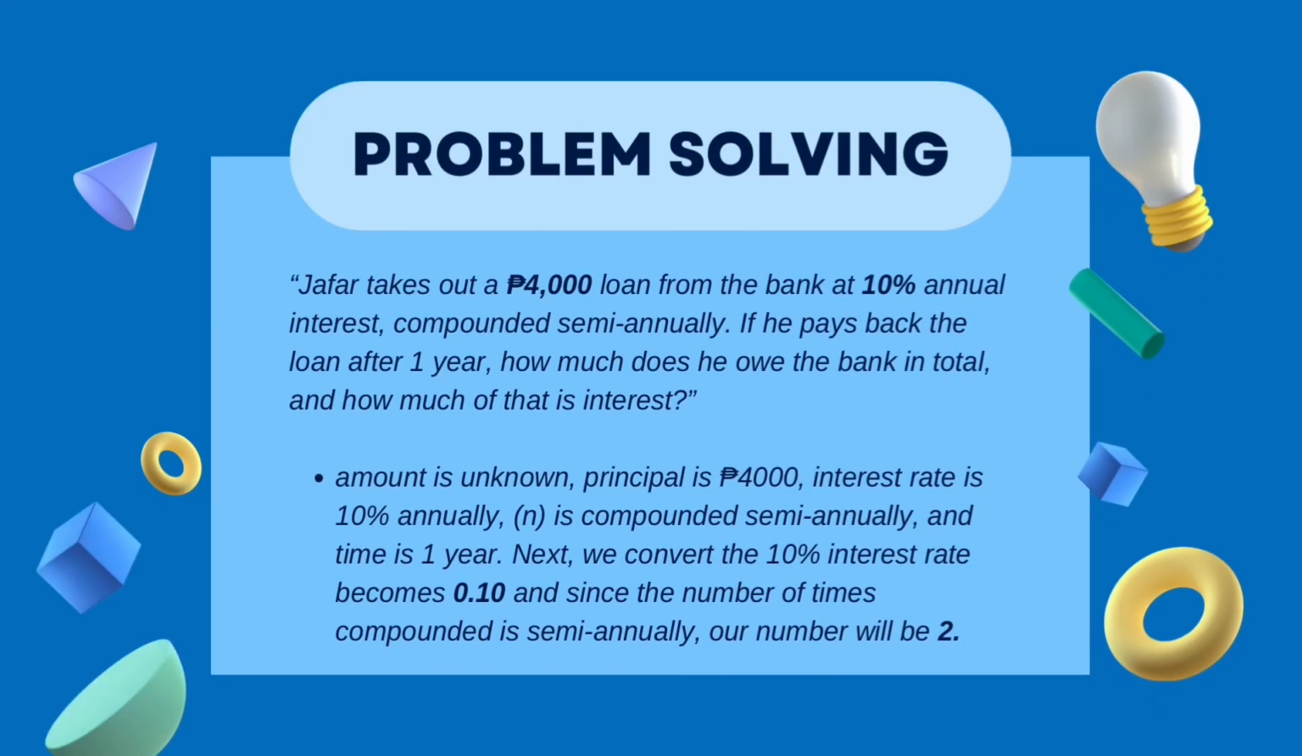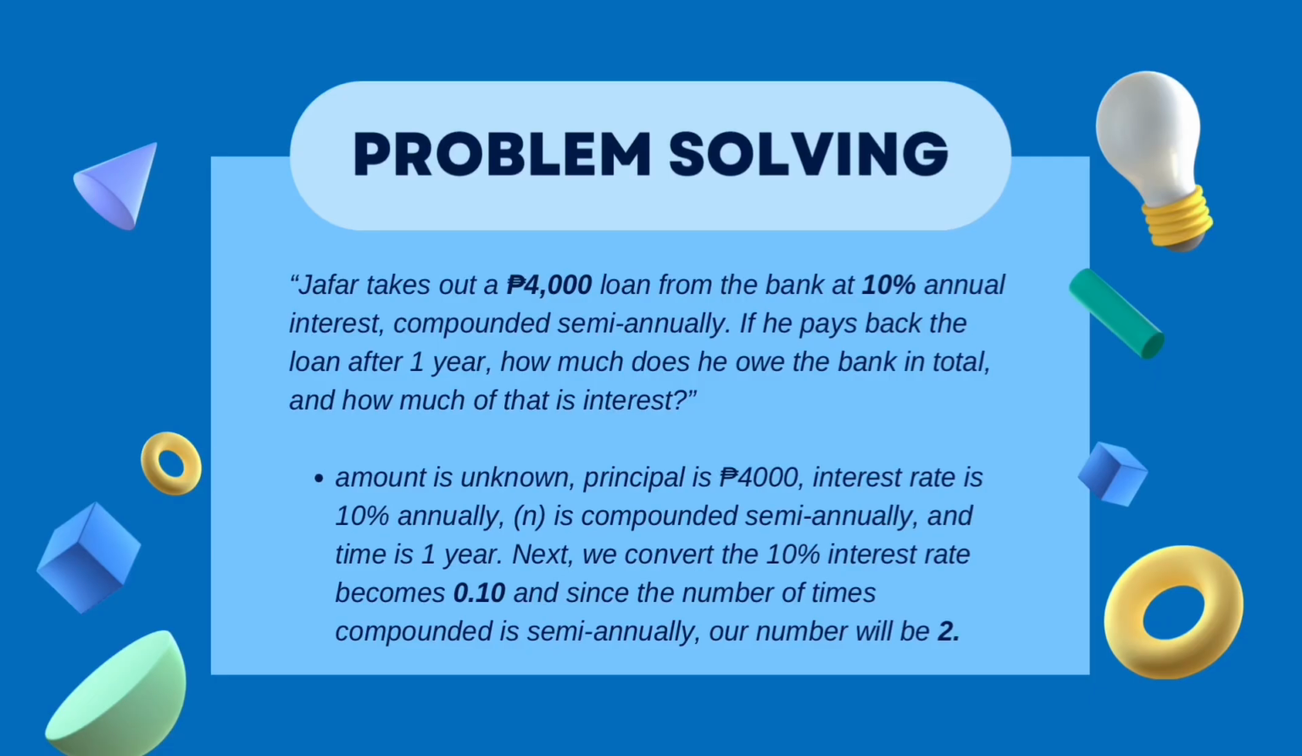Jafar takes out a 4,000 loan from the bank at 10% annual interest, compounded semi-annually. If he pays back the loan after 1 year, how much does he owe the bank in total, and how much of that is interest? Once again, we start by identifying our variables. Amount is unknown, and we also need to know how much interest is earned. Principal is 4,000, interest rate is 10% annually, n is compounded semi-annually, and time is 1 year.